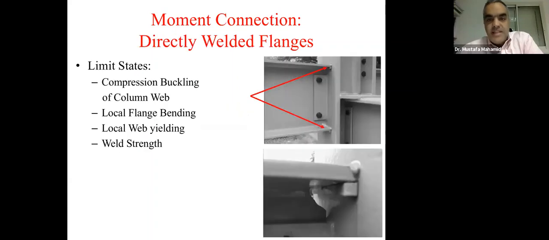And this is the directly welded flanges. So you may have directly welded flanges to the support. It could be any type of weld, like a partial joint penetration weld or a complete joint penetration weld. The limit states we need to consider: compression buckling of the column web, local flange bending, local web yielding, and the weld strength as well.